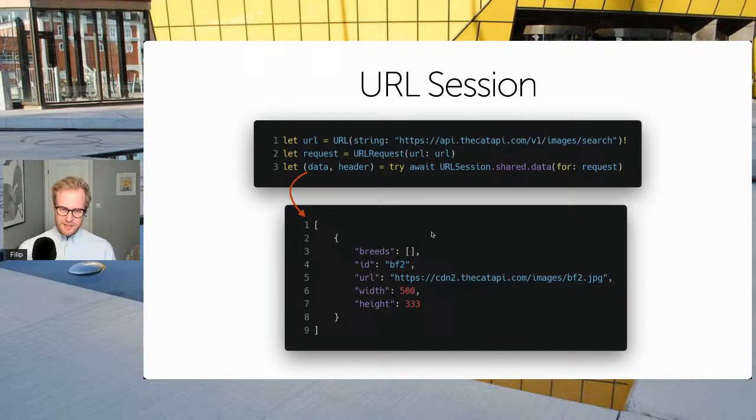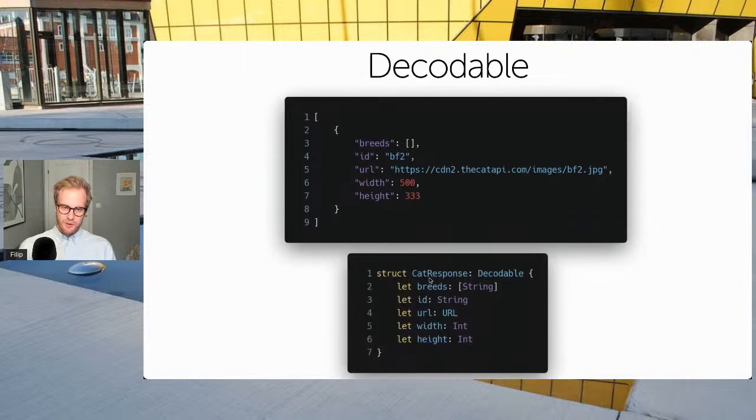So how do you get that into actually a URL that you can use? Like, how do you get this URL? And to understand that, we need to talk about something called Decodable. Decodable in Swift is a protocol, like an interface in JavaScript or Java. And the way you do that is that as soon as something implements Decodable, you can take something like data and decode it into this struct.